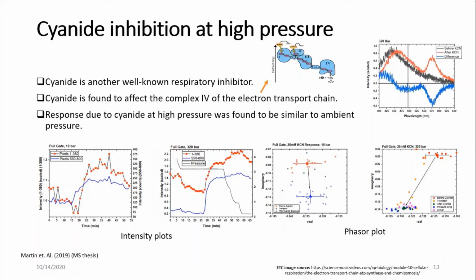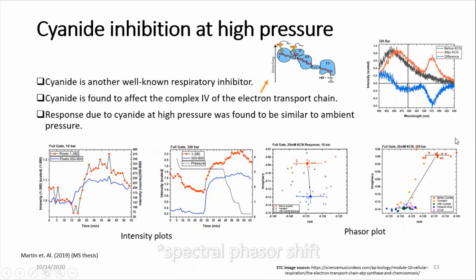Another observation that we looked at was cyanide inhibition at high pressure. Cyanide is also a well-known respiratory inhibitor, which is found to affect complex 4 of the electron transport chain. Looking at the cyanide response, the spectrum looks something like this, and the intensity profile looks something like this. The intensity was somehow stabilized, although it was dropping. There was some loss, and as soon as the perturbation was carried out, the intensity increased by a significant amount.